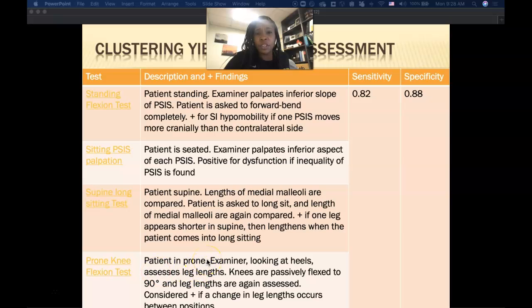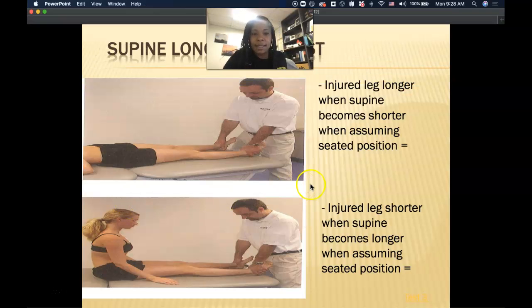If you have the patient lay down and you measure their medial malleoli and then you have them sit up, what you'll see is if the leg was shorter and becomes longer, then that's a posteriorly rotated position. If the opposite happens, so the patient is laying and the leg that's bothering them is longer and they sit up and the leg becomes shorter, then that's an anteriorly rotated position. So let's go ahead and take a look at that test.